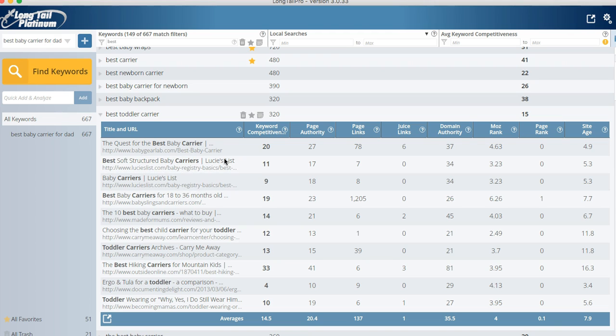What we want to do when we look in here is first scroll across to the domain authority here. I think you're all familiar with what domain authority is, but it's basically like the strength of a website. The higher the domain authority, the stronger it is, which means you can outrank it, or at least it's harder to outrank.